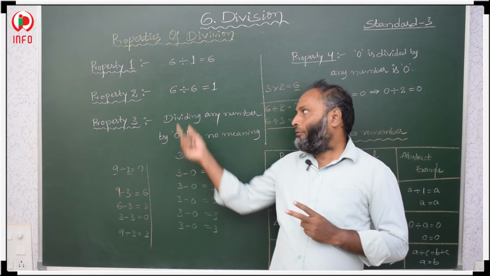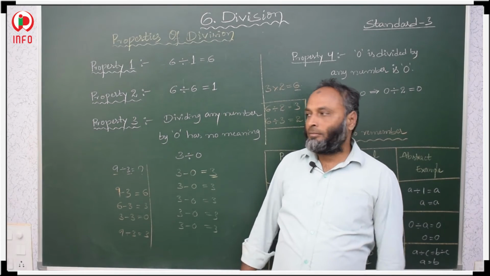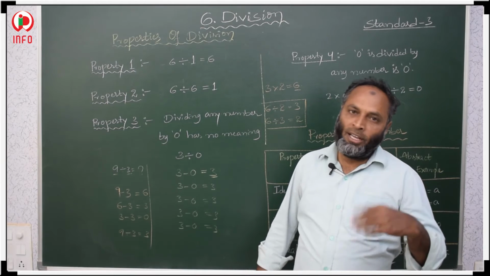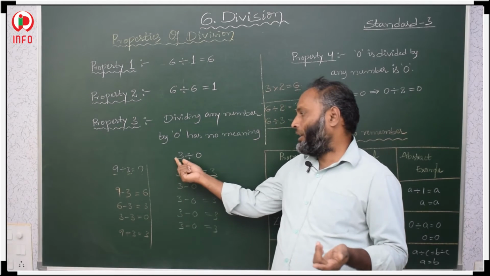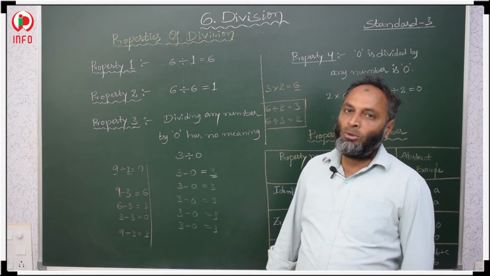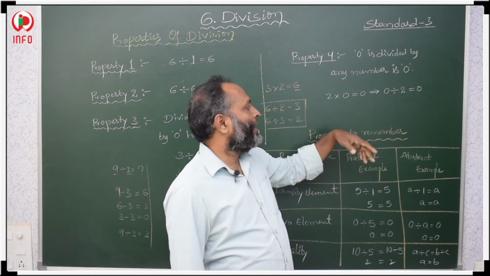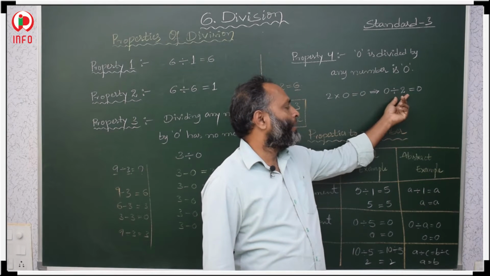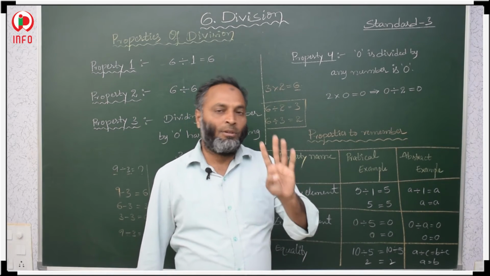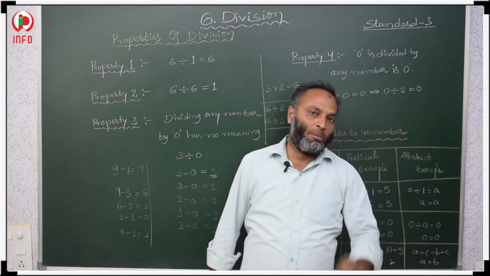Second property, if any number is divided by itself, then the quotient is 1. Third property, dividing any number by 0 is meaningless, it has no meaning. The next one, 0 divided by any number, the answer is 0. These 4 rules, these 4 properties, you should remember.